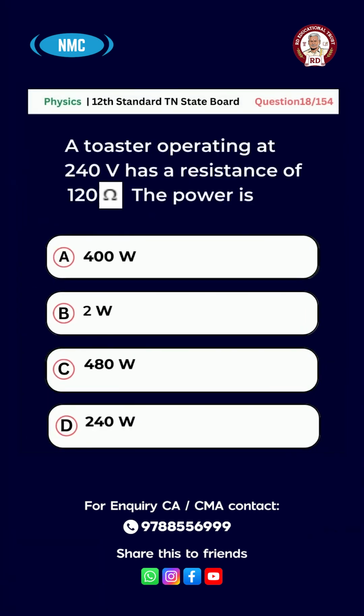Question number 18. A toaster operating at 240 volt has a resistance of 120 ohm. Its power is option A, 400 watt, B, 2 watt, C, 480 watt, D, 240 watt. And the right answer for this question is option C, 480 watts.